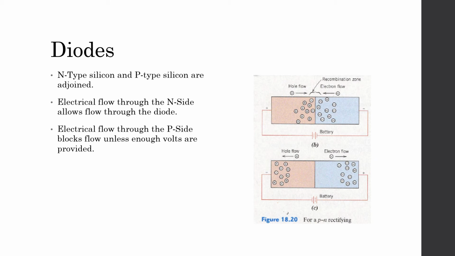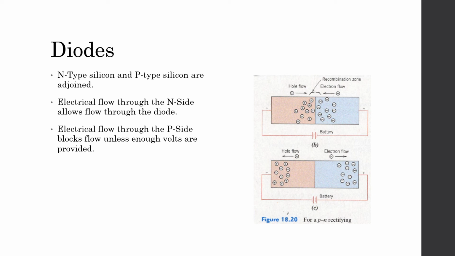Diodes are the simplest type of semiconductor device. They are an N-type silicon and a P-type silicon joined together. When electrical force is applied through the negative side or the N side, it allows current to flow through the diode, as the holes and electrons will meet and annihilate each other, creating a depletion zone. This allows electricity to flow through. If it is applied to the opposite side, then there is nothing happening in the middle, and no electrical flow is being provided unless you provide a large amount of voltage through the middle.